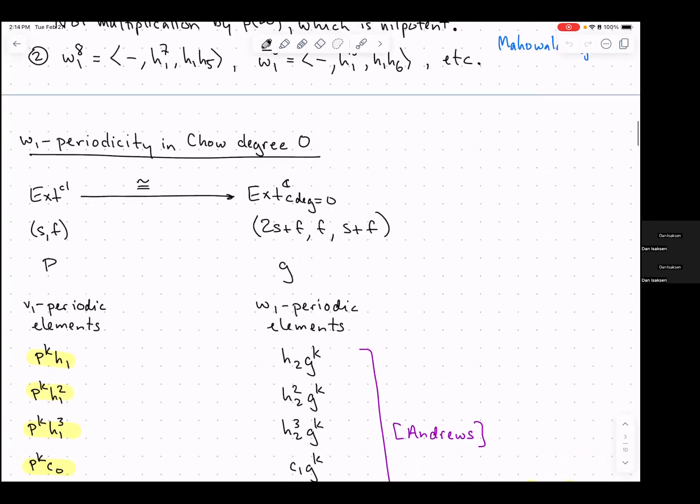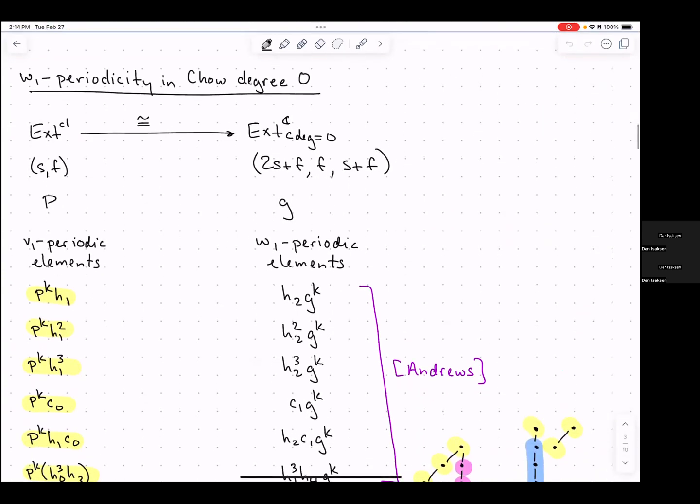So let's skip that. All right. So then we want to study W1 periodicity and see what's in it, like what can we prove about W1-periodic homotopy? Okay, so an obvious place to look is in Chow degree 0. So remember what Chow degree is: you take the stem, you add the filtration, and you subtract twice the weight. It's some funny degree, but it has the property that in Ext it's always greater than or equal to 0.